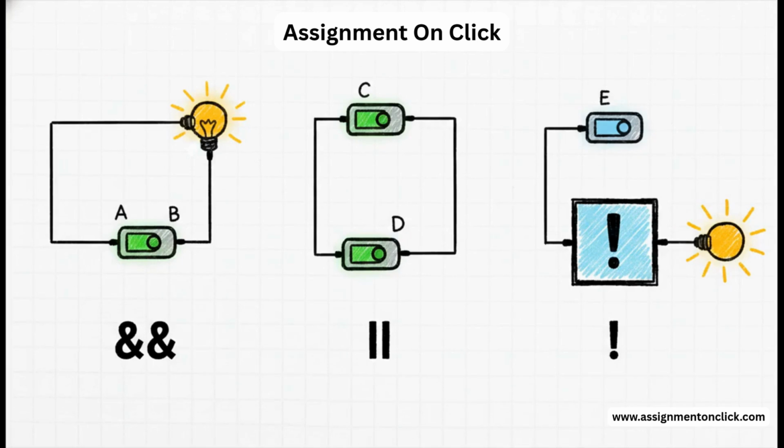And finally, we have our connectors. Logical operators let you chain multiple true-false conditions together. The and means both things have to be true. The or means at least one of them has to be true. And the exclamation point, the not, just flips a Boolean. So true becomes false, and false becomes true.